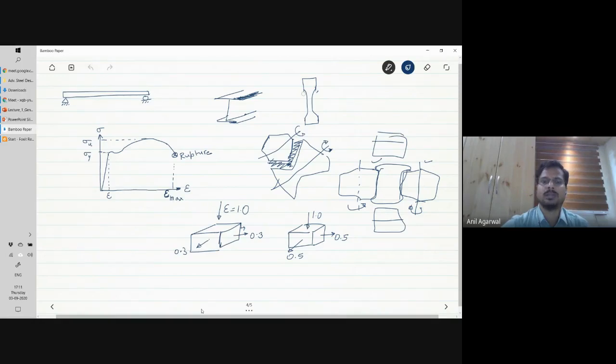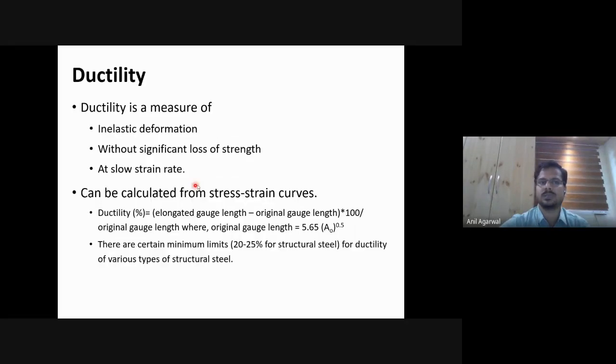So what happens is that before we start the test, we have to put some kind of an extensometer or some kind of a dial gauge which measures the movement between 2 points. And the two locations between which we place this extensometer is called the gauge length. Okay, so we measure how much deformation it has undergone before it ruptured, and then that divided by the original gauge length determines the ductility of the specimen.